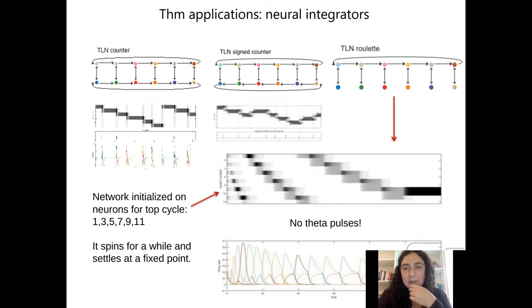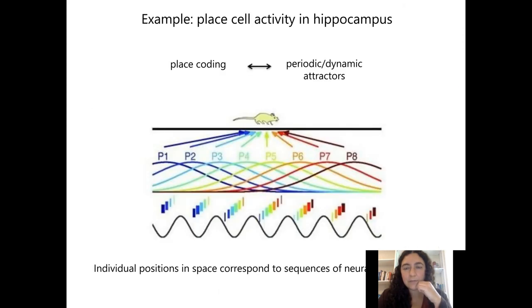Okay, and then we have another, this is kind of a fun TLN roulette, which is if you get rid of some of the edges, you can get the activity to spin around and kind of stop on a random 2-click. Okay, so let me give another example.